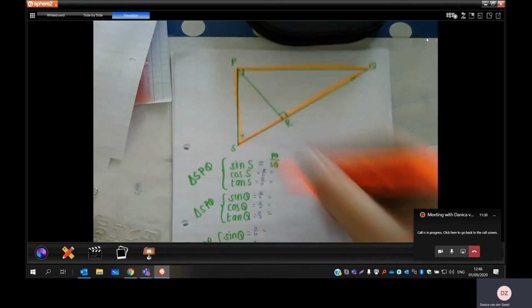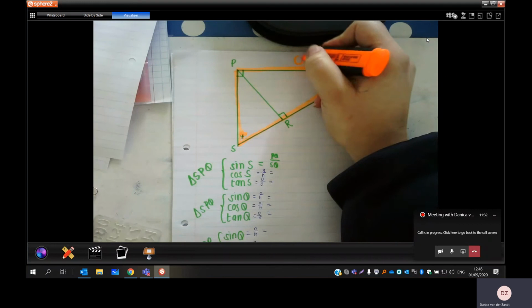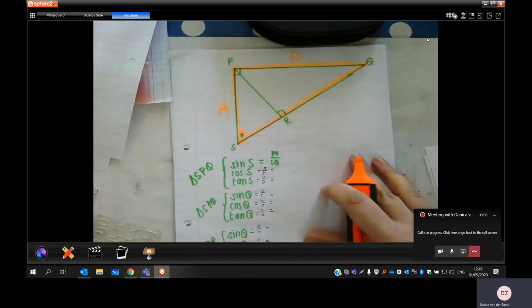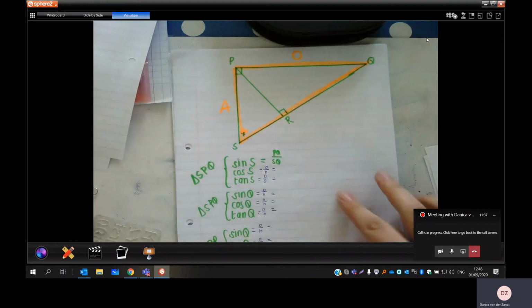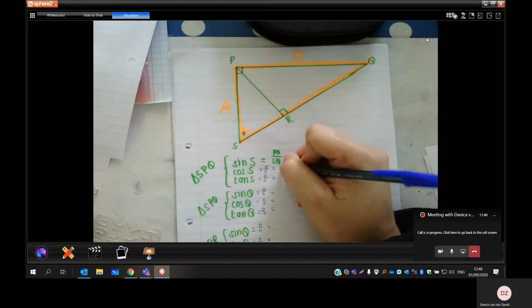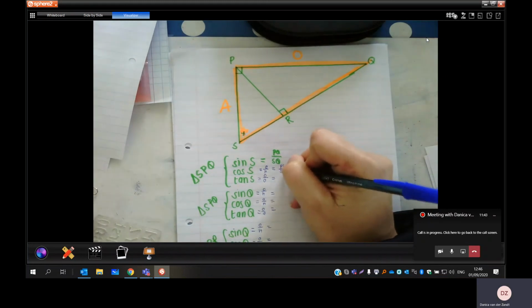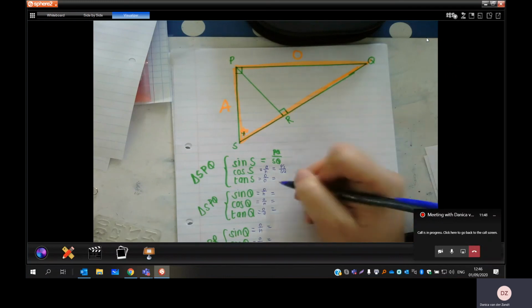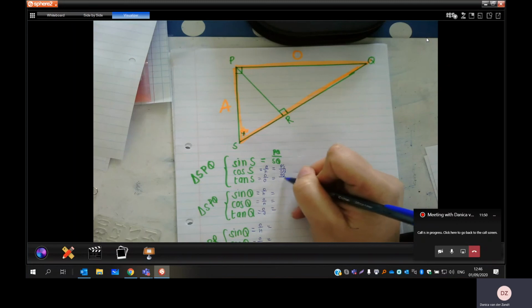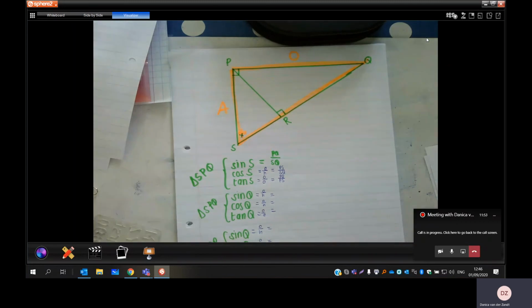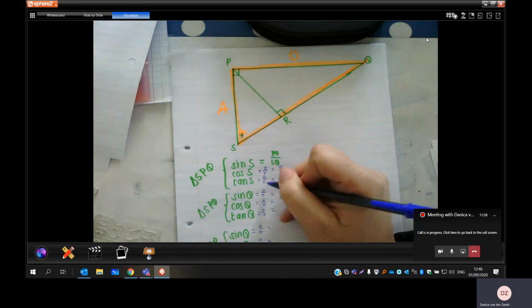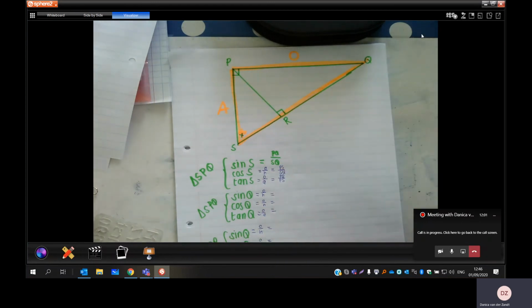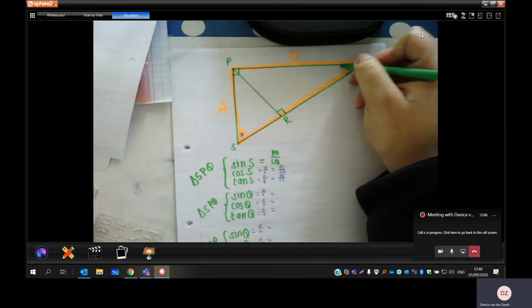So since S is my reference, this is my opposite, that is my adjacent. So I would have PS over SQ, or QS and SP, whatever, and opposite PQ over PS. What is that? Oh, adjacent. Looks like an A. I mean, an O. It is an A. Sine of Q, so now that's my reference angle.